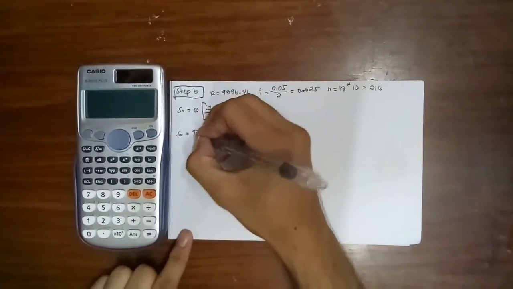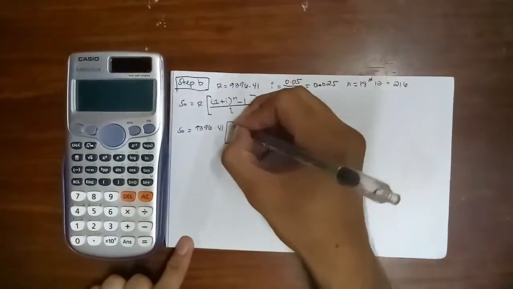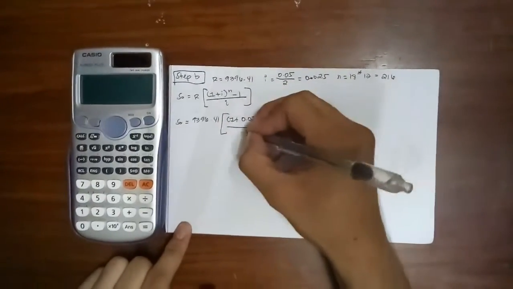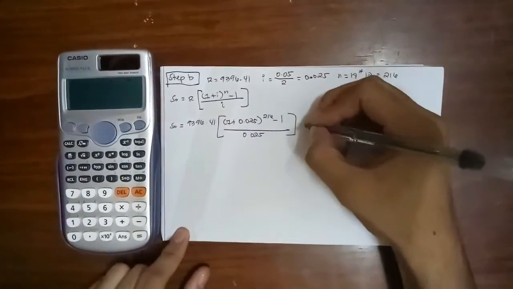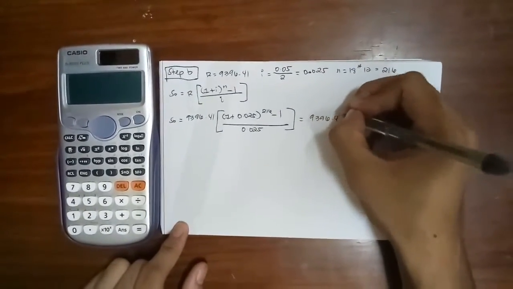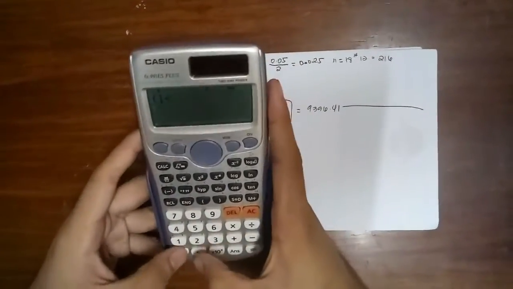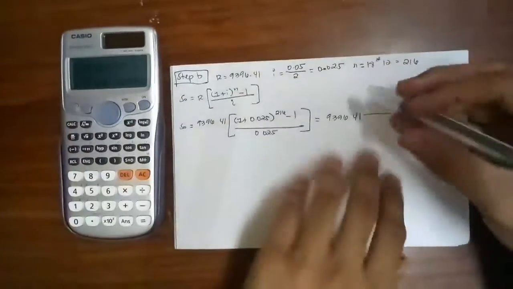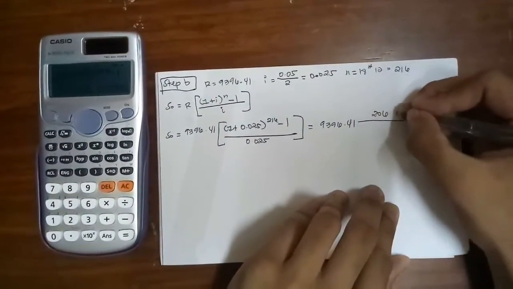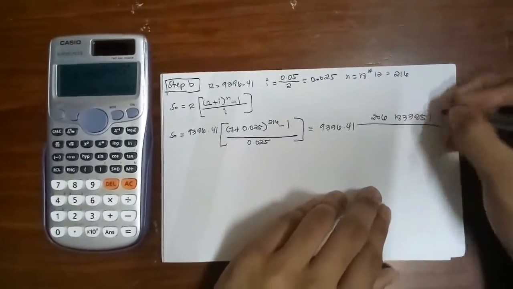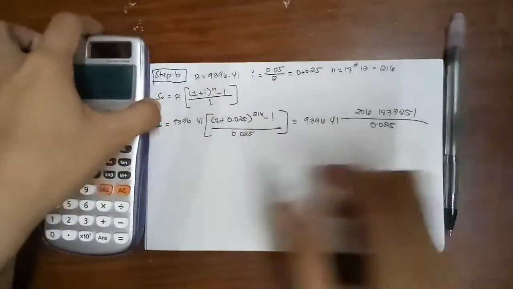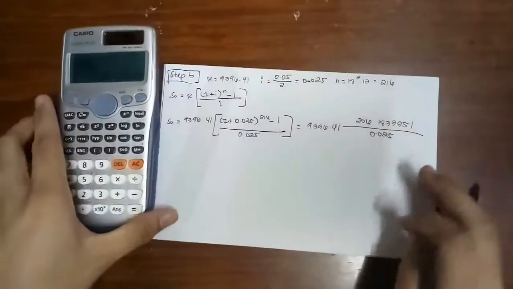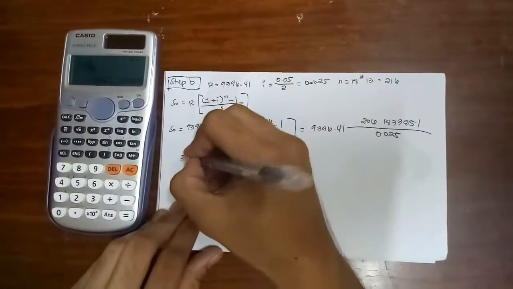Now, we will be using the answer from the previous step as our new periodic payment, which is 9,396.41. Likewise, we'll be using the future value formula. Step 1, add the given variables. Then, step 2, add 1 to the 0.025 raised to the power of 216 minus 1. Is equal to 206.183351 divided by 0.025 equals to, then 9,396.41 multiplied by our answer.